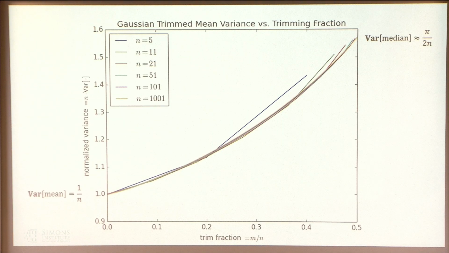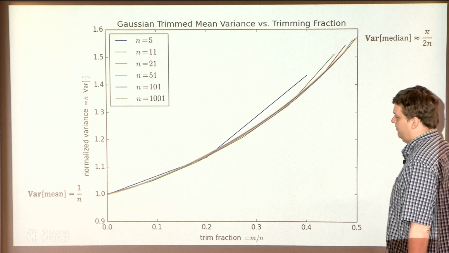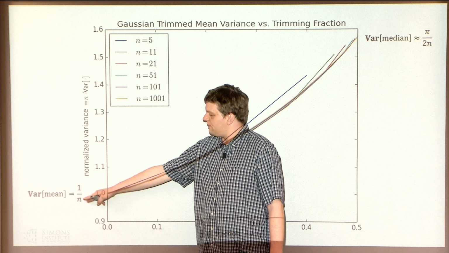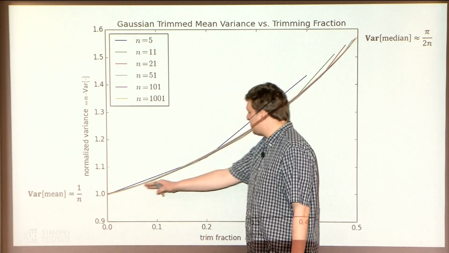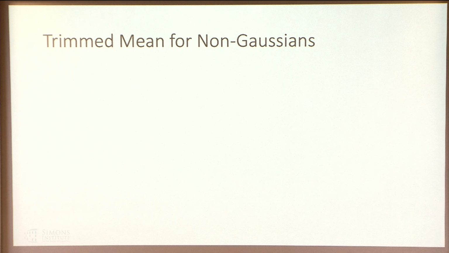Okay. Just to make things a little more concrete, here's a graph of how the variance changes with m. If you have m equals 0, that means you're just getting the mean, and that's going to have variance 1 over n if you're looking at data from a standard Gaussian. As you do more and more trimming, the variance goes up until it reaches pi over 2n, which is the variance of the median asymptotically. So why am I showing you this picture? So I can show you the next picture.